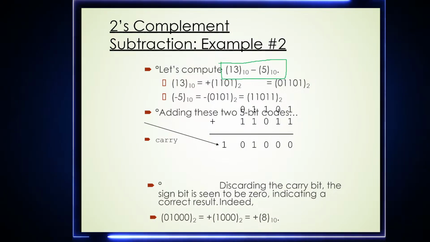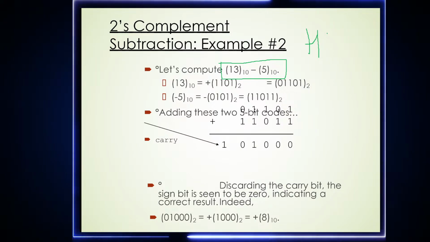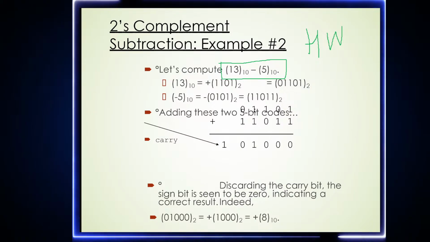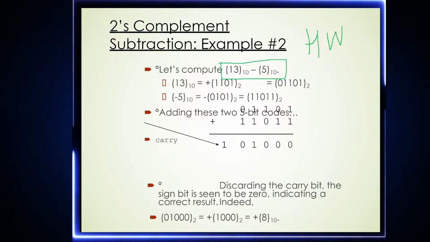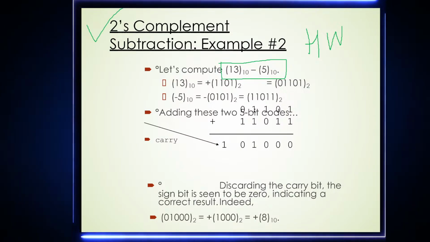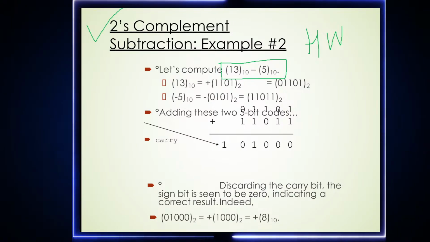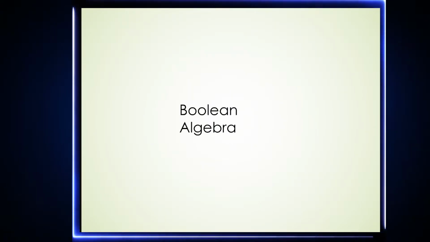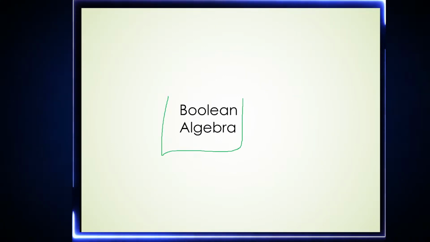Pause the video. This is the homework sum that I want to give you. You need to find out decimal number 13 minus decimal number 5 using the 2's complement subtraction method. Right? This is a simple example that I want all of you to do. Okay. Now let's move on to our second module.